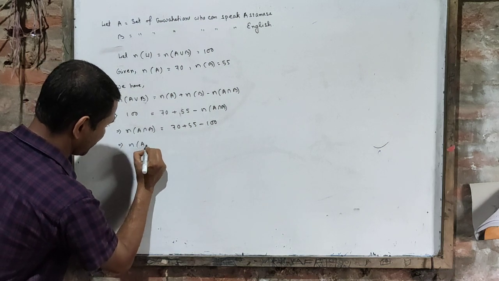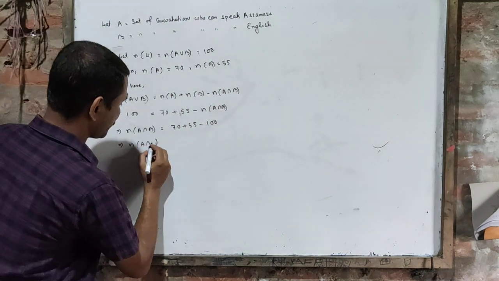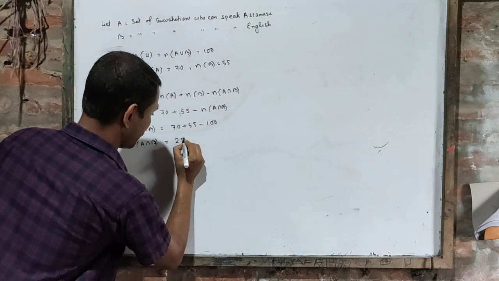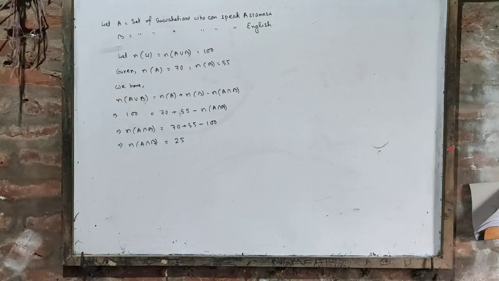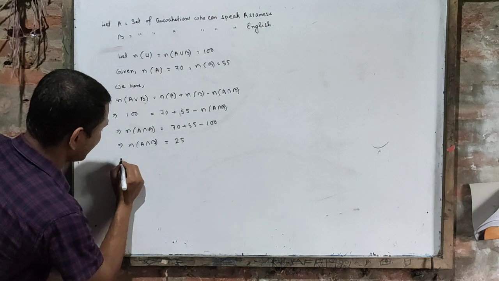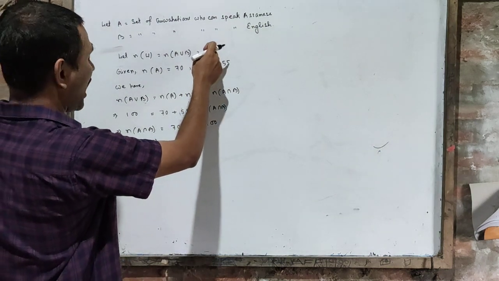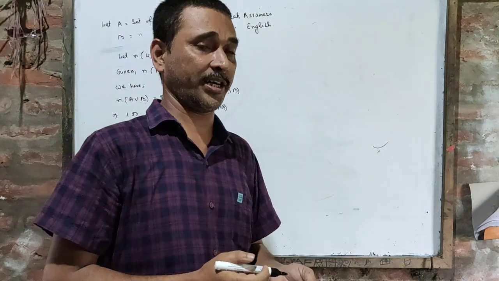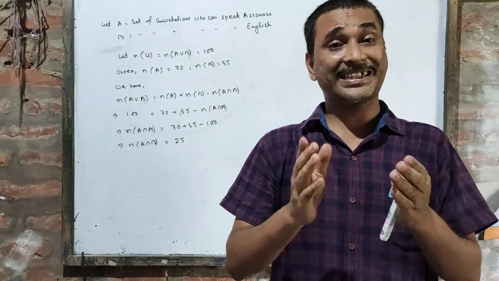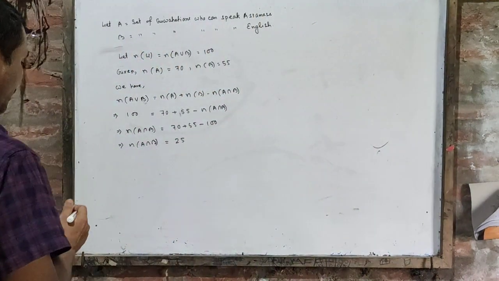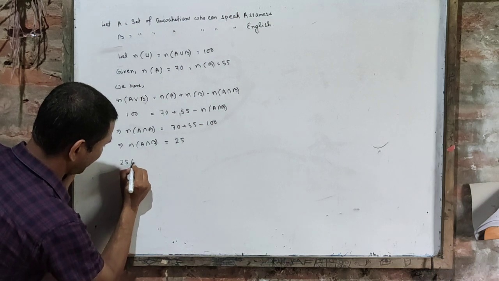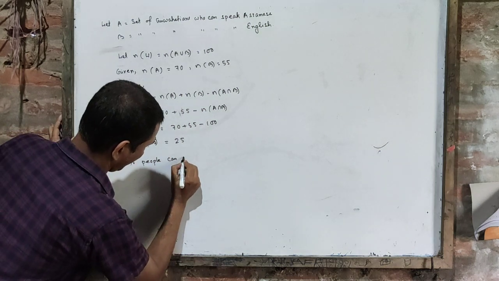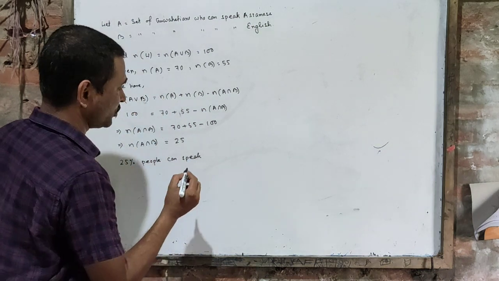As you are studying science, you must understand these things. You should be fast in calculation. Otherwise leave science, no problem. 25. So what do we get? Out of 100, 25 can speak both languages. It means 25%. Percentage means out of 100. Whenever I say 10%, it means 10 out of 100. So 25% of people can speak both the languages.